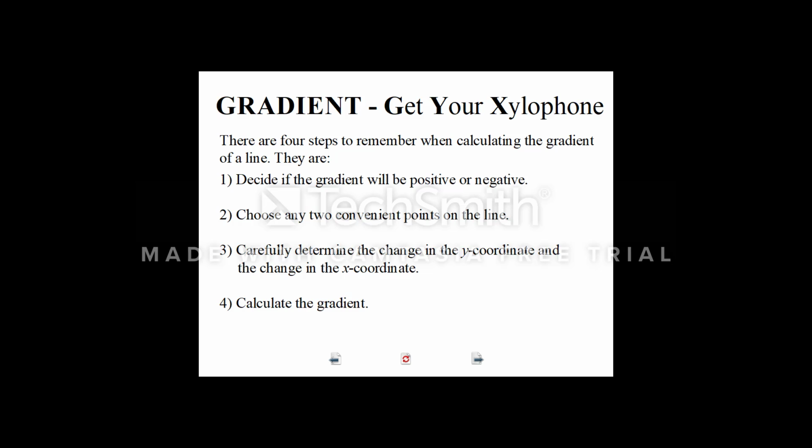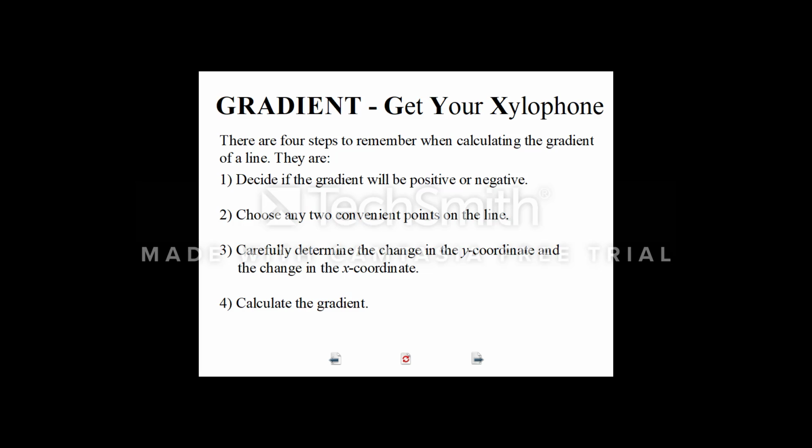Here are the 4 steps to remember when calculating the gradient of a line. Number 1, decide if the gradient of the line will be positive or negative. Number 2, choose any 2 convenient points on the line. Number 3, carefully determine the change in the y-coordinate and the change in the x-coordinate, and from that calculate the gradient using our mnemonic: gradient equals y change over x change, or as we said, gradient, get your xylophone, y change over x change.